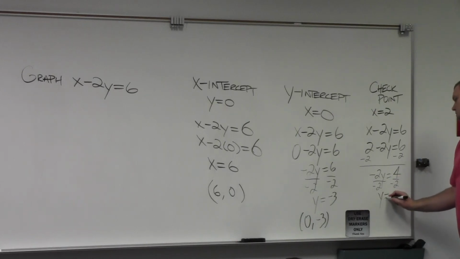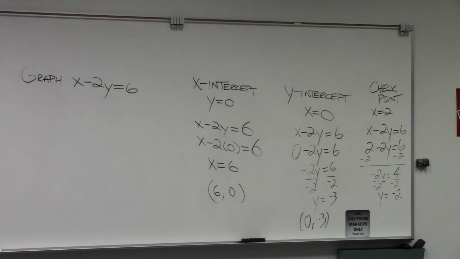Could we, you know how we did the checkpoint as x, could you do the checkpoint as y? You could have a checkpoint of y equals 1. You can do that, either one. This is basically the same thing as the t-table. Plug in anything you want, as long as it's not those 2 points.